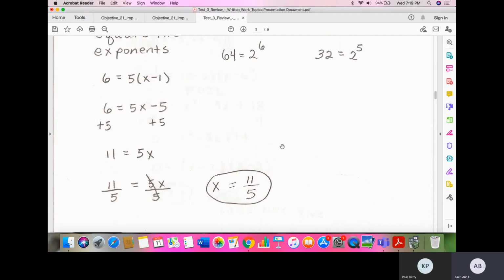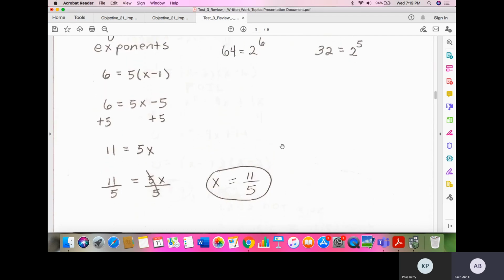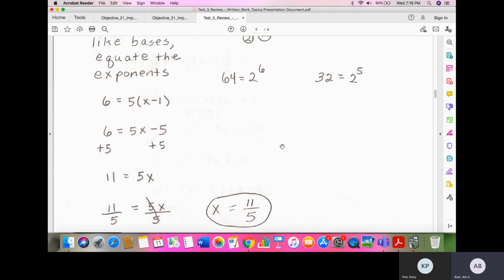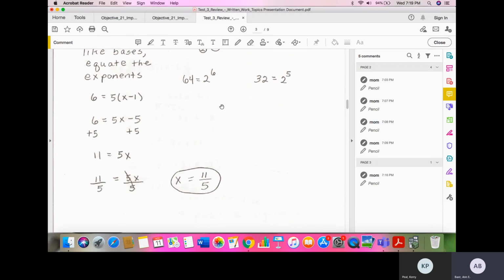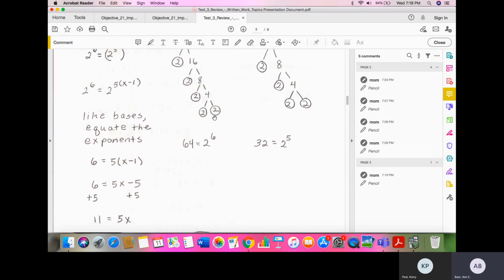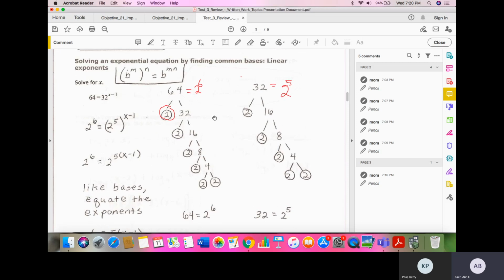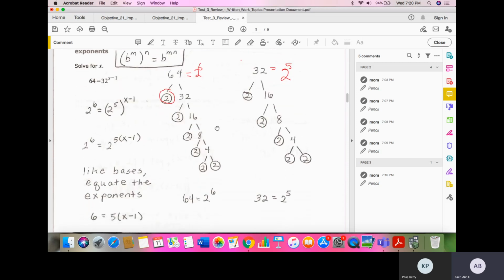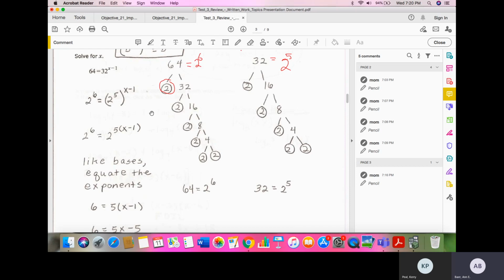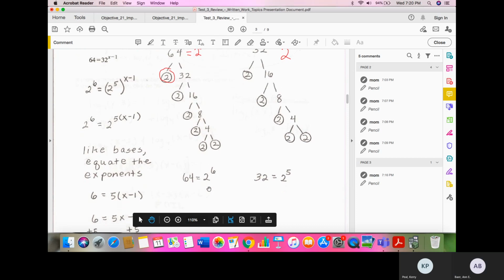Now you might wonder, why on earth does that work, or does it even work? Let's check. I think it'd be a good idea if we check this. It's always good to check, especially on a test. And let me see if I can find some room to check. So our original equation is 64 equals 32 here. And I want to check. I'm going to move that up just a little bit.